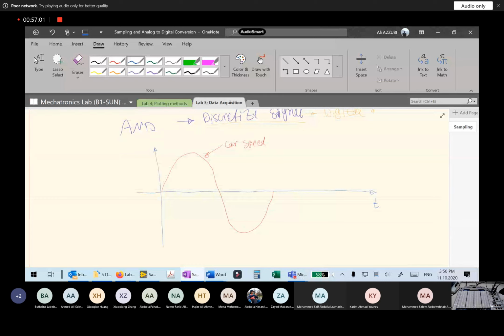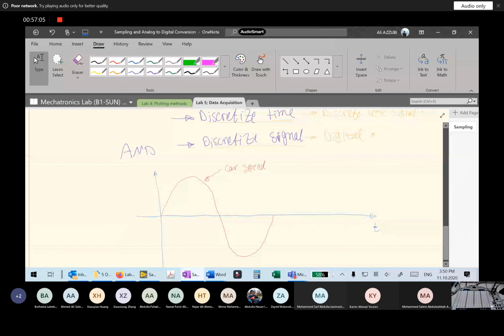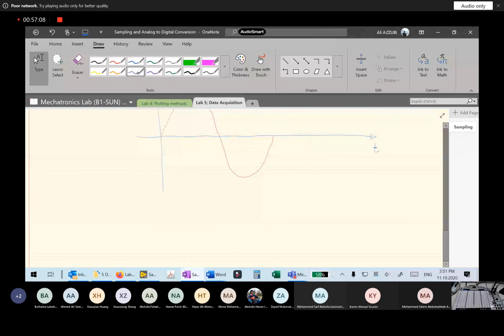Now, why does discrete happen? It's simply because of the nature or the hardware of the analog to digital converter. Here, if you put your analog to digital converter, which is called ADC, and I give it a continuous signal, here you will get two things: discrete time and digital signal.